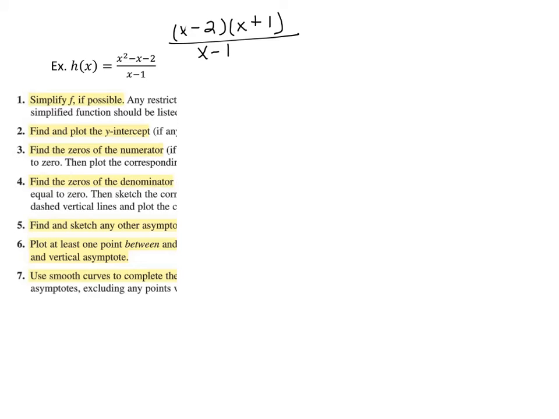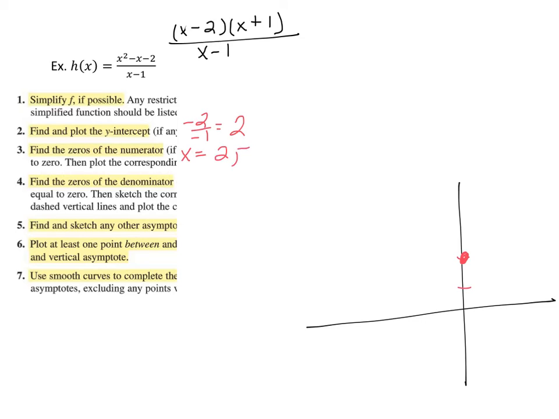Y-intercept, if I set x equal to 0, I'm going to get negative 2 over negative 1, which is positive 2. So I'm crossing my y-axis at positive 2. Set my numerator equal to 0 is going to give me x equals 2 and negative 1. So I'm crossing at negative 1, positive 2. Zeros of the denominator, x equals 1. Now that's going to be an asymptote.